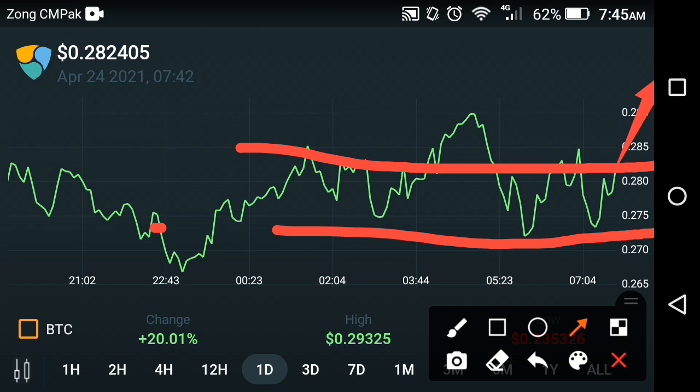So what's your opinion about XEM coin? If you are a holder of XEM coin, please hold your coin until the last of this month. That is just the beginning of the jump. Please wait for the last hour and wait for a big pump of XEM coin.